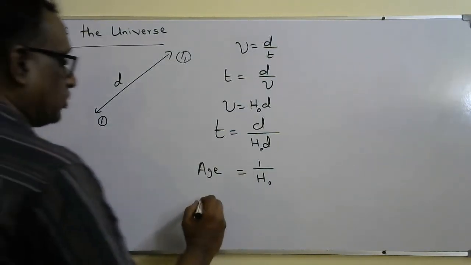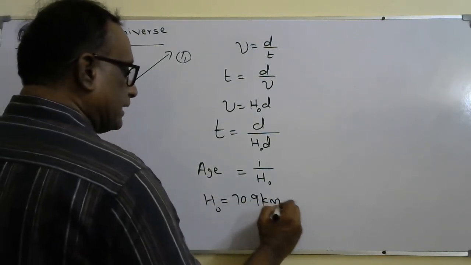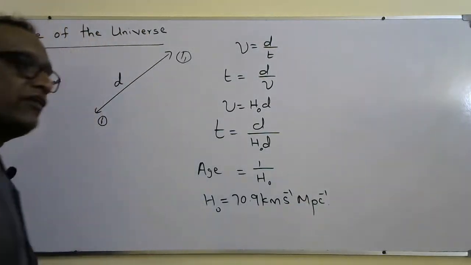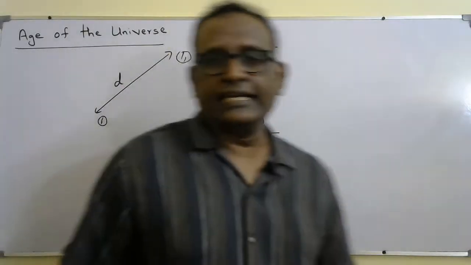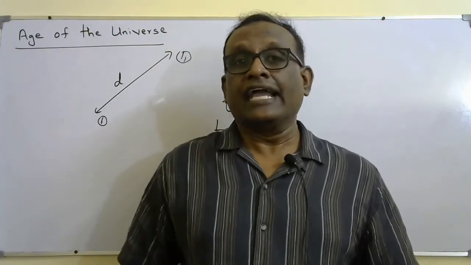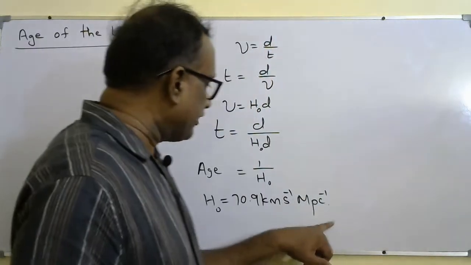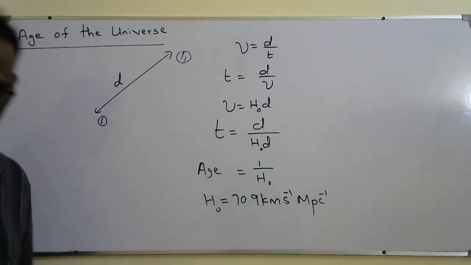You know H naught is equal to 70.9 kilometer per second per megaparsec. Okay, we'll find whether we are getting it; you can check it on the internet or in any books. It says the age of the universe is almost 14 billion years. We'll see whether we are going to get the age of 14 billion years. We'll find it now.